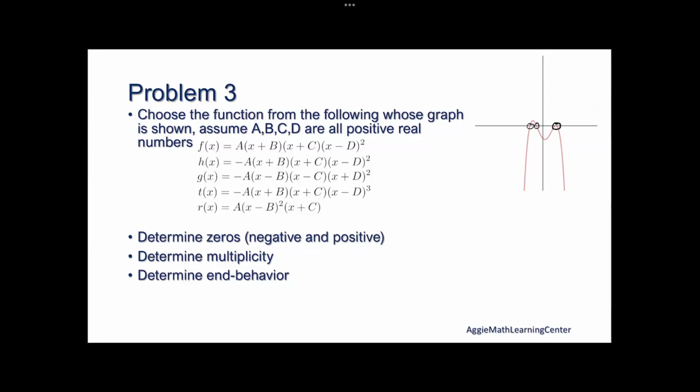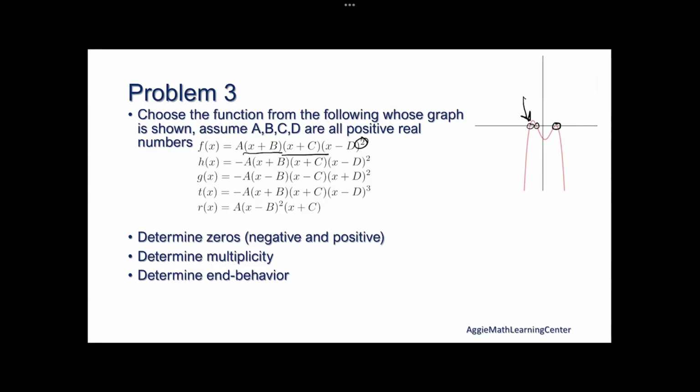The first thing we can do is see where our function crosses the x-axis. If it crosses the x-axis, that means our function is going to have an odd multiplicity at that zero. For example, these two pieces right here have odd multiplicity because they only have a power of 1 in the exponent. It's like there's no 2 there. And because it's odd, that means it's going to cross the x-axis.